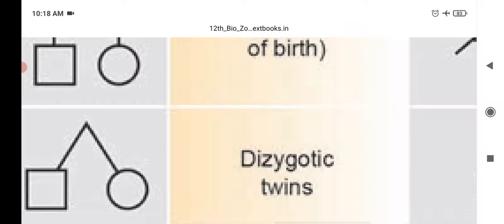Each symbol denotes a particular condition.